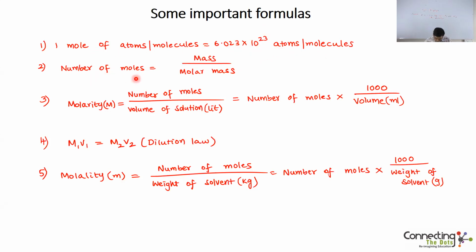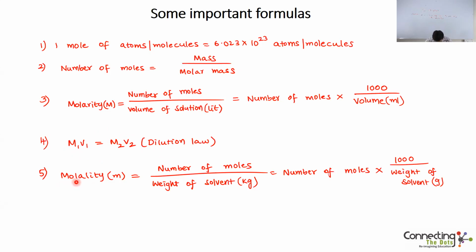Next, number of moles is equal to mass by molar mass. Third, molarity is equal to number of moles by volume of solution in liters. If you want to convert liters into milliliters, it will be number of moles multiplied by 1000 by volume in ml. The other important law in this chapter is the dilution law. When you dilute a solution, the initial concentration is M1 with a volume V1. When you dilute, the final volume becomes V2 and the final molarity becomes M2. So M1 V1 is equal to M2 V2.